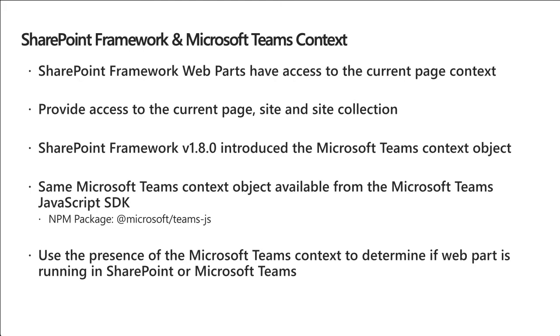In SharePoint Framework version 1.8, it introduced the Microsoft Teams context object to the SharePoint Framework API. This is the same Microsoft Teams context object that's available from the Microsoft Teams JavaScript SDK, and you'll find it in an NPM package at @microsoft/teams-js. Use the presence of the Microsoft Teams context to determine if your SharePoint Framework web part is running in SharePoint or in Microsoft Teams. If the context comes back as undefined, you're in SharePoint. If it comes back populated, you're in Microsoft Teams.